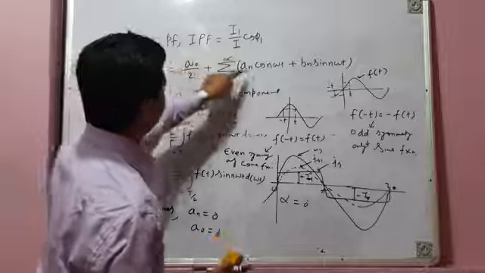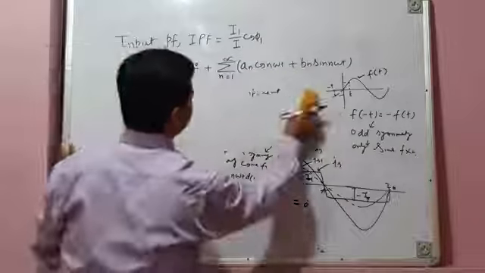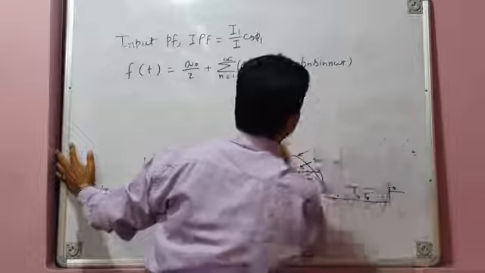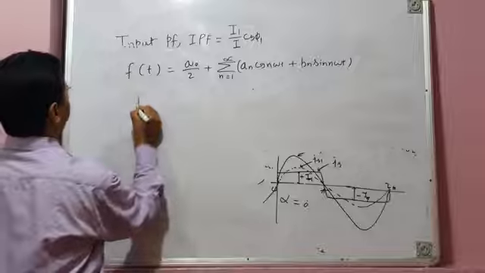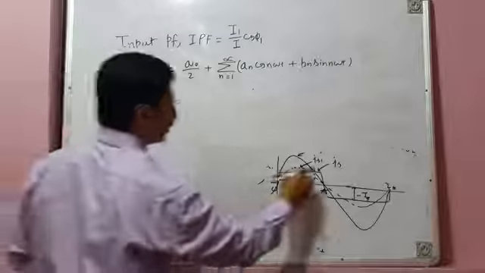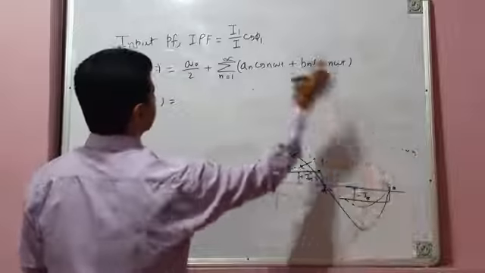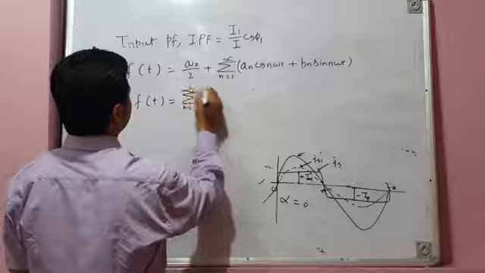So A naught is 0, An is also 0. So we are left with Bn. Therefore, this mathematical expression gets modified to f of omega t is equal to, A naught is 0 because there is no DC component in this current waveform. So it is equal to summation n equal to 1 to infinity.